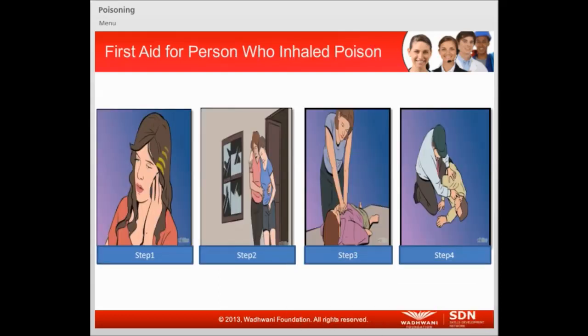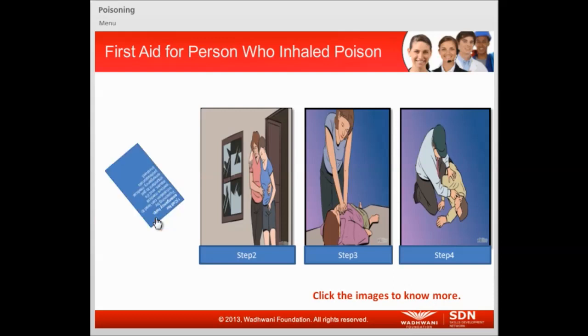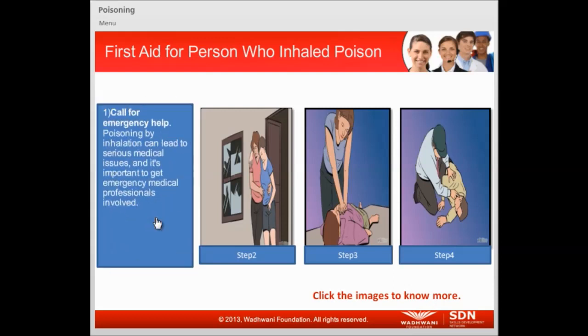Now let us see what first aid is to be given for a person who inhaled poison. Click the images to know more. Step 1. Call for emergency help. Poisoning by inhalation can lead to serious medical issues, and it's important to get emergency medical professionals involved.